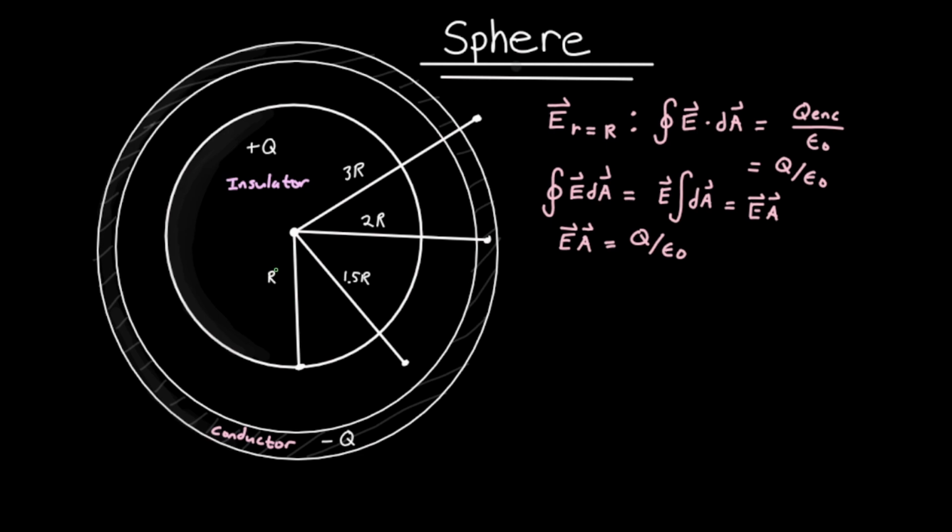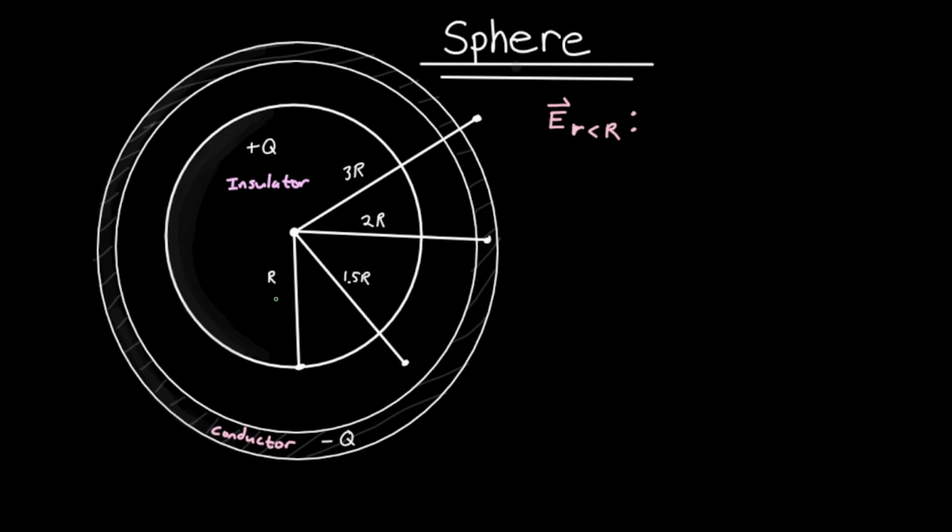Since we are considering a sphere of radius big R, the area of a sphere is 4 pi r squared. So E times 4 pi r squared equals q over epsilon naught. So therefore, the electric field is equal to q over 4 pi r squared epsilon naught. That's the answer for the electric field at the very outside of the insulating sphere.